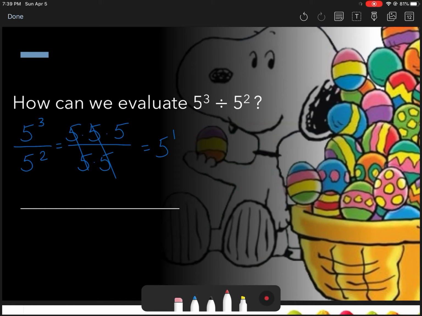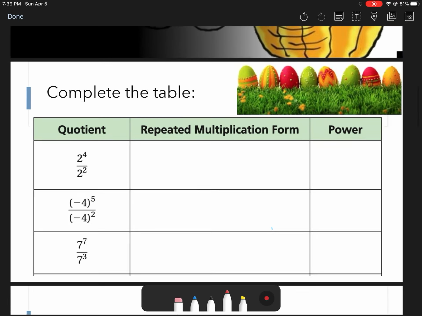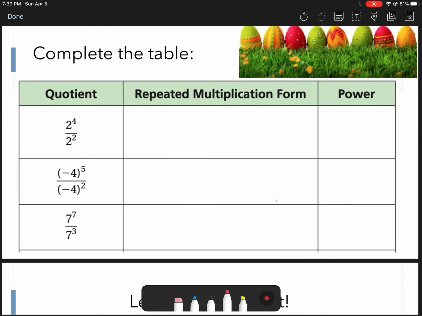I want you to start thinking about whether you notice a pattern between the exponents in our example and the quotient that we get. Okay, so let's talk about this table here. Let's complete this table really quickly.